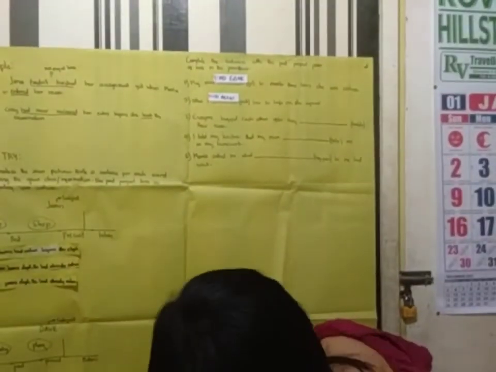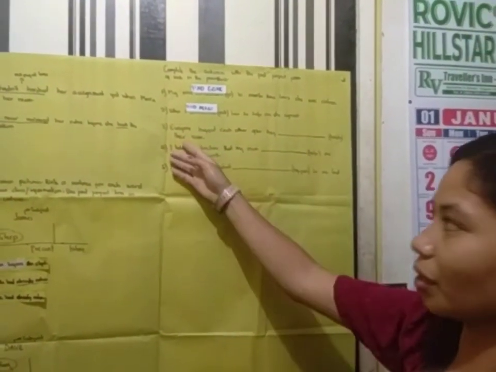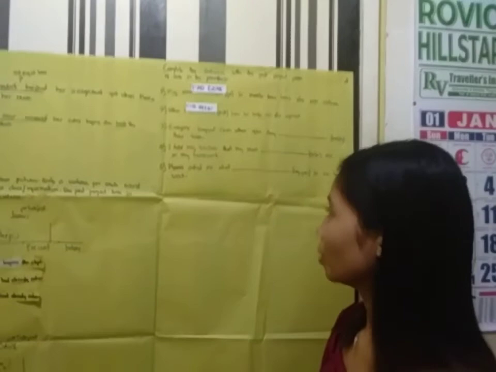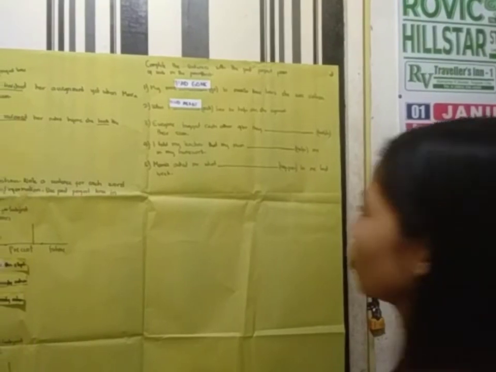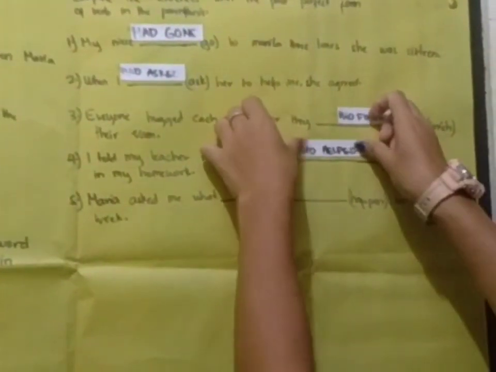Very good. Let's proceed to our example number three: Everyone hug each other after blank finish their exam. Anyone can answer? It's simple. The past participle of finish is finished, so we will put had finished here. Okay, let's proceed to number four: I told my teacher that my mom blank helped me in my homework. It's very simple. So we will put had helped.